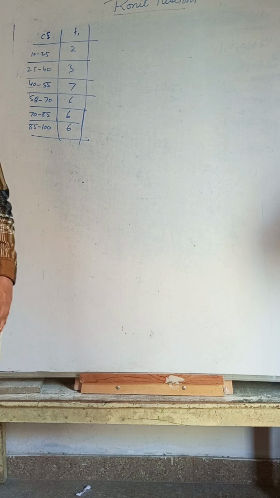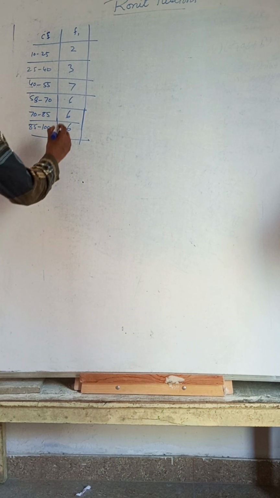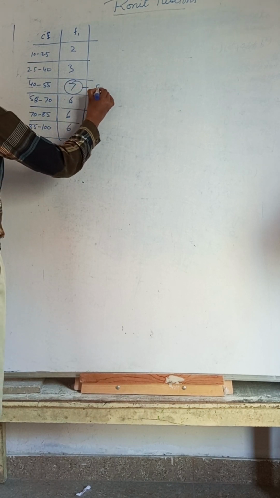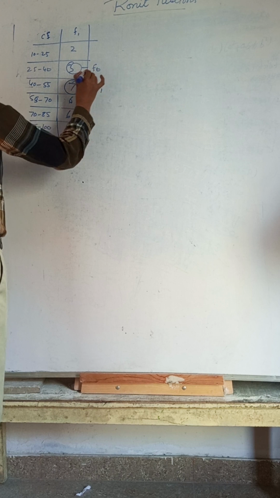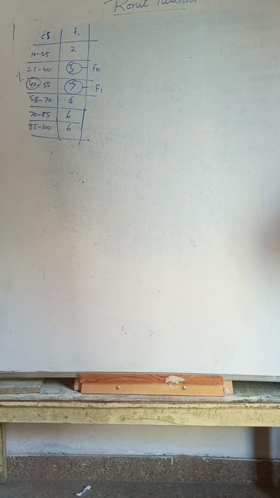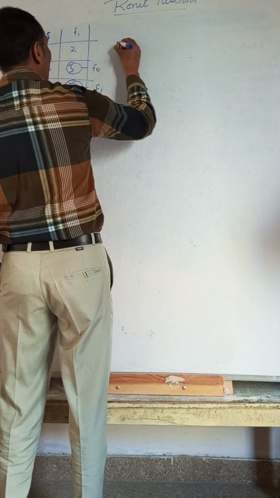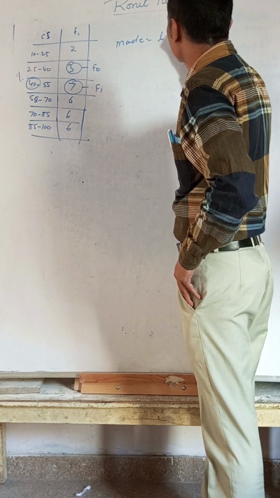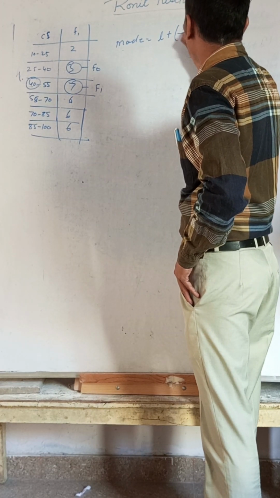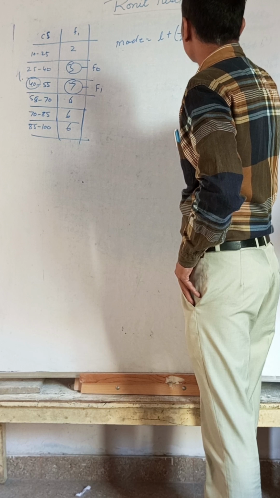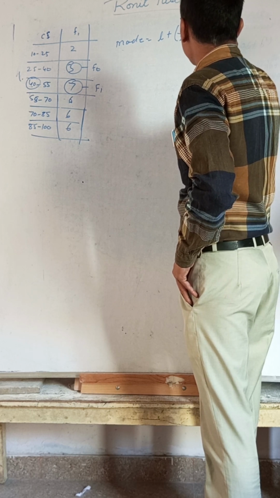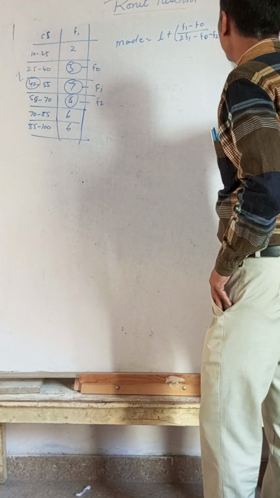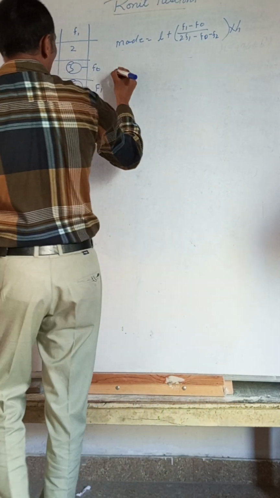For mode purposes, we have to see which is the highest frequency class, the modal class. The highest number is 7. This is F1. Above that is called F0. This side becomes the lower limit L. Now writing the formula: mode is equal to L plus (F1 minus F0) by (2F1 minus F0 minus F2) into H. F2 is the one downside.